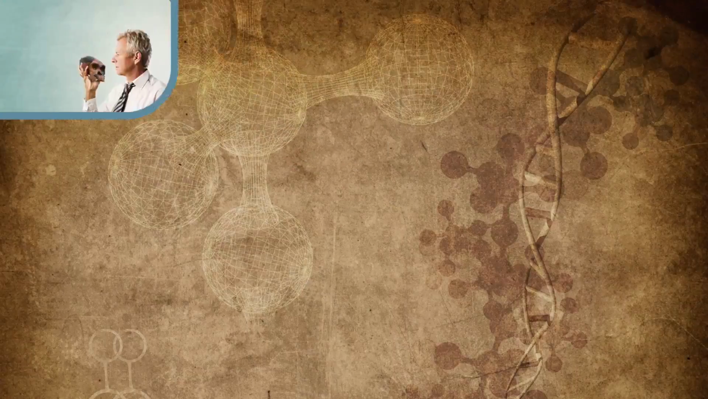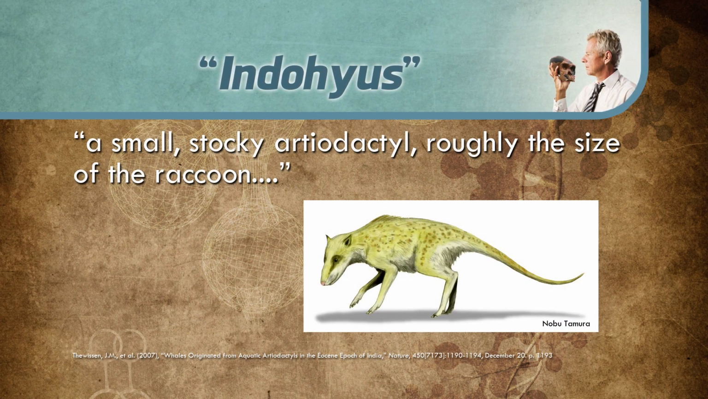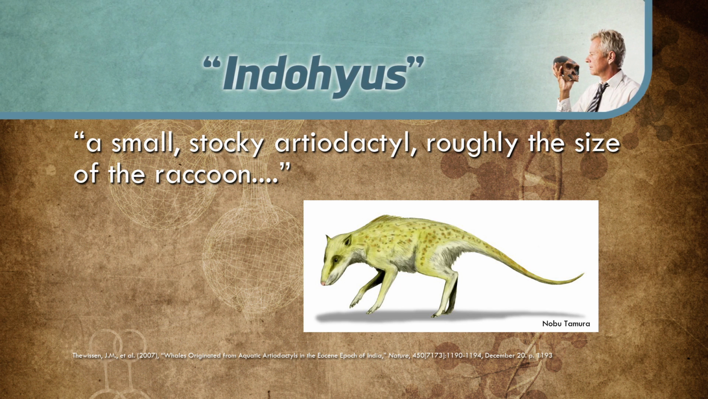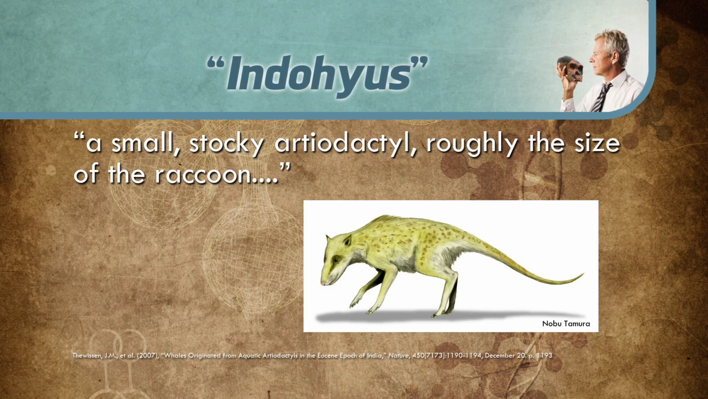Clearly that means nothing. If the evolution of whales is one of the best documented proofs of evolution, then all of their proofs should be called into question by the scientific community. Because Thewissen claims that the evolutionary community needs to totally revamp its entire theory about whale evolution. Supposedly Indohyus, a small, stocky artiodactyl roughly the size of a raccoon, should now be considered the closest relative of the whale, a creature that looks like the African mouse deer.